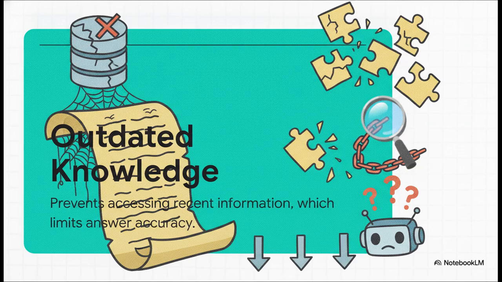All right, culprit number 1 is the most fundamental, an outdated or incomplete knowledge base. Basically, if your foundational data is old or if it's just missing entirely, the retriever literally cannot access the right information. It's a hard limit on accuracy. Even if you have the most advanced, state-of-the-art model in the world, it's going to fail if the answer simply isn't in the database to begin with.